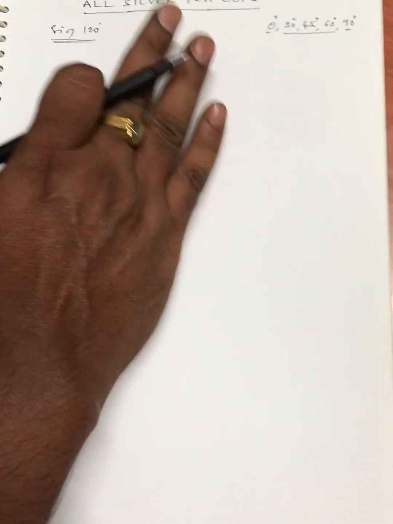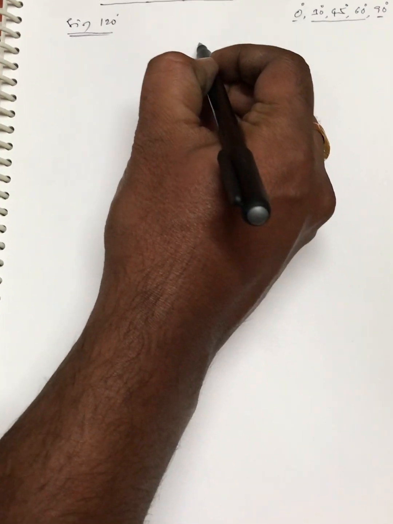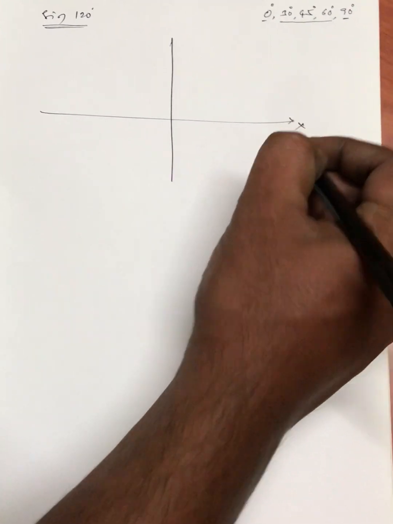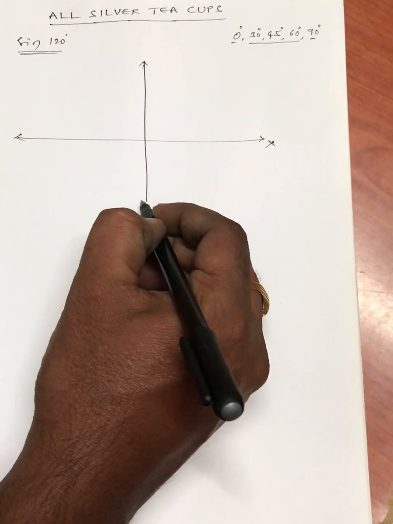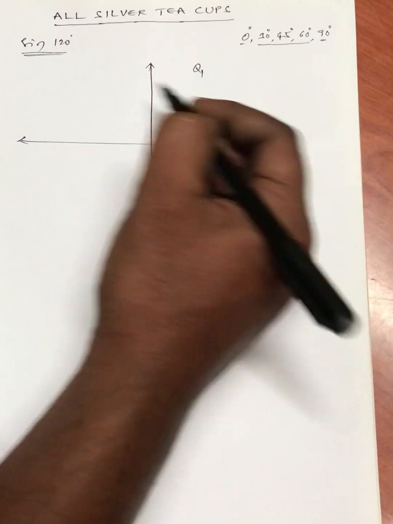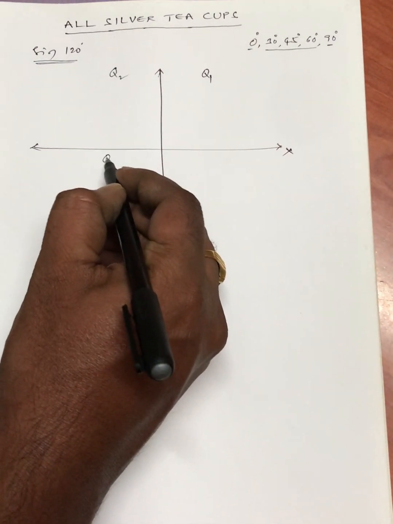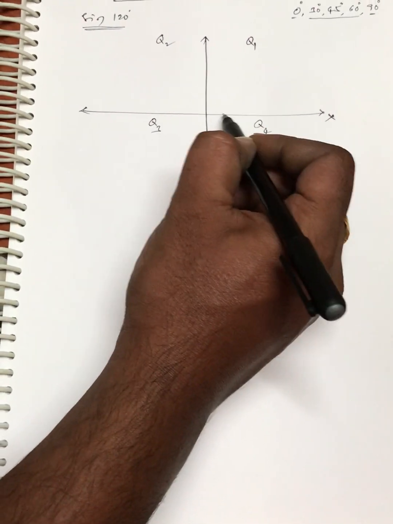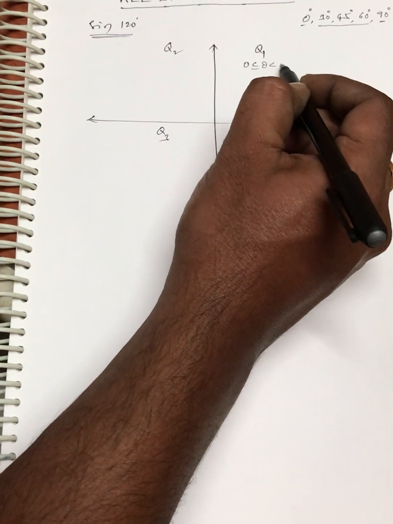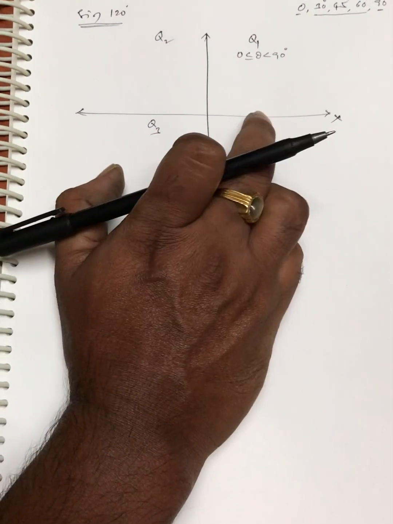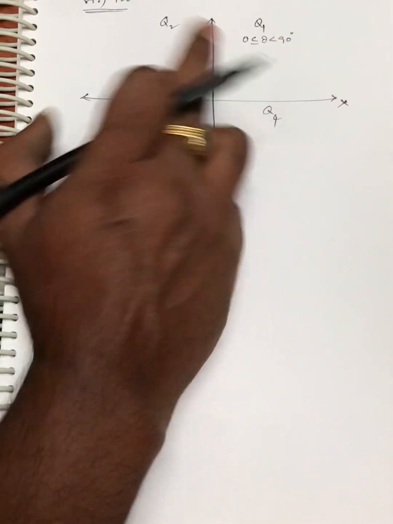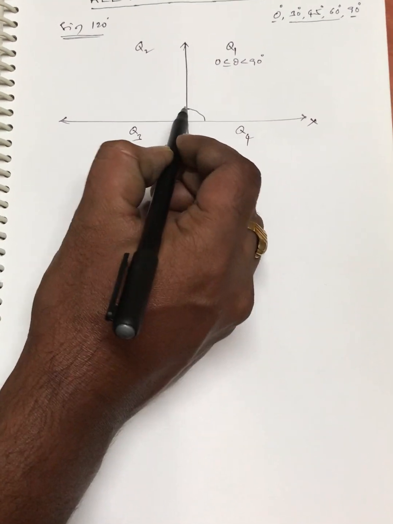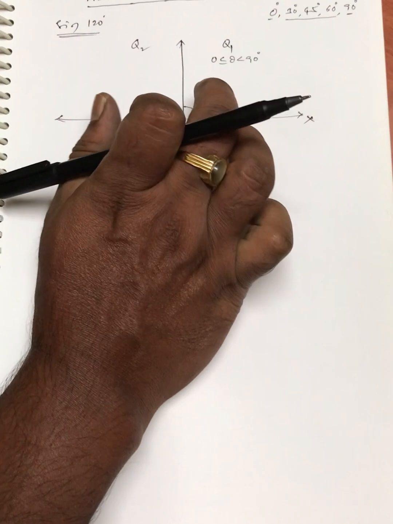Now we'll see what this is. For this I am taking the quadrant structure. Here we have a total of 4 quadrants. I am calling this the first quadrant, this the second quadrant, this the third, and this the fourth. The angle in the first quadrant lies from 0 to 90 degrees. 90 degrees is not included in the first quadrant; it will be included in the second quadrant. 0 is included in the first quadrant only.